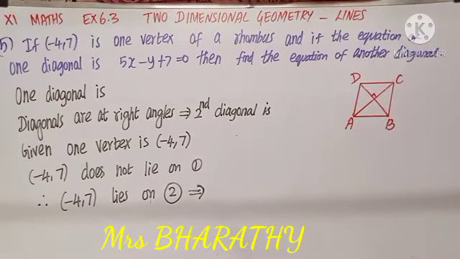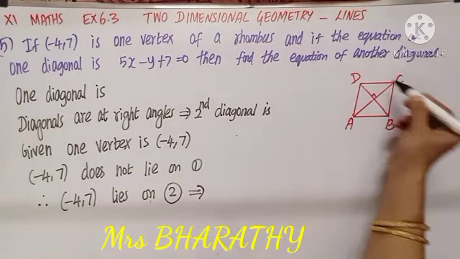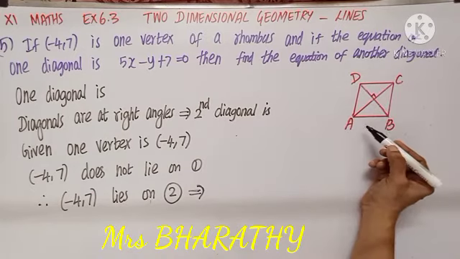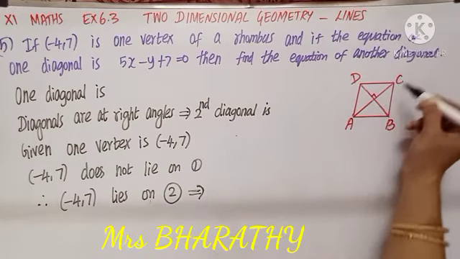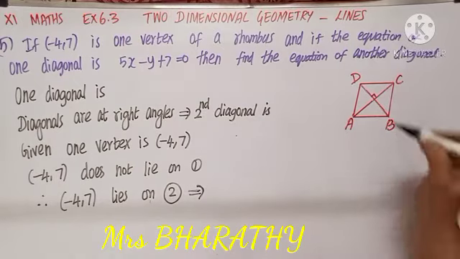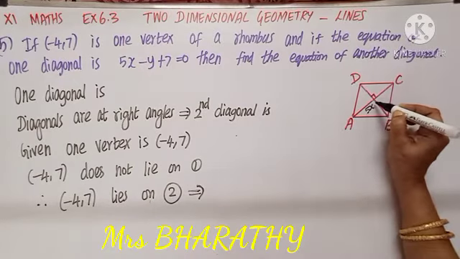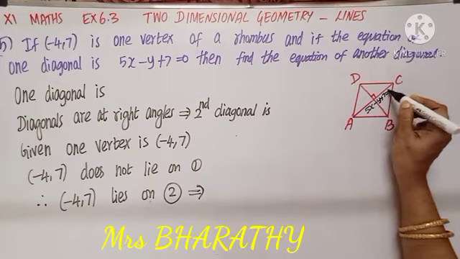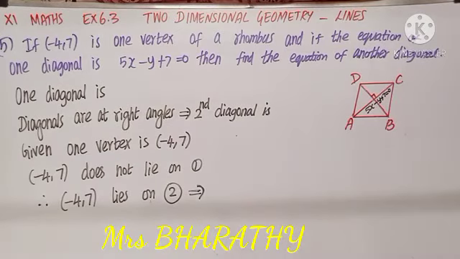Good morning children. We proceed on to two-dimensional geometry problems on equation of parallel lines, perpendicular lines and related to that. Exercise 6.3 question number 5. If (-4, 7) is one vertex of a rhombus and if the equation of one diagonal is 5x - y + 7 = 0, find the equation of the other diagonal.